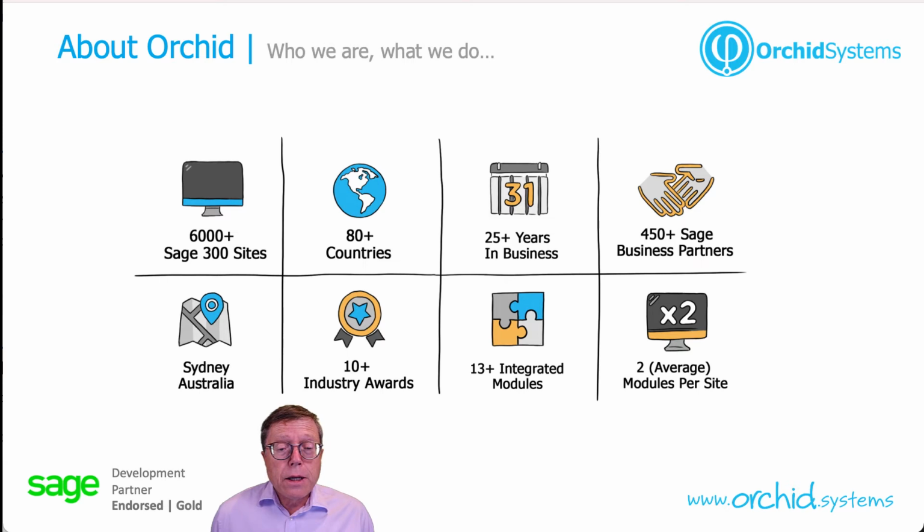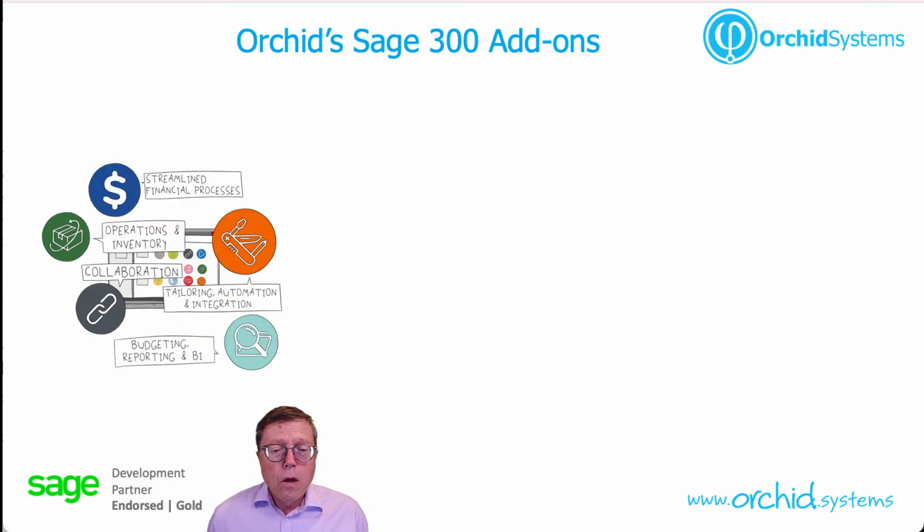And the average site has 2 of our modules. So if you're not currently running any of our modules, or you're just running one module, I'd encourage you to have a look at what else we have. There may be something out there in our stable which will meet your requirements and make you more productive and make your Sage 300 site run more smoothly.